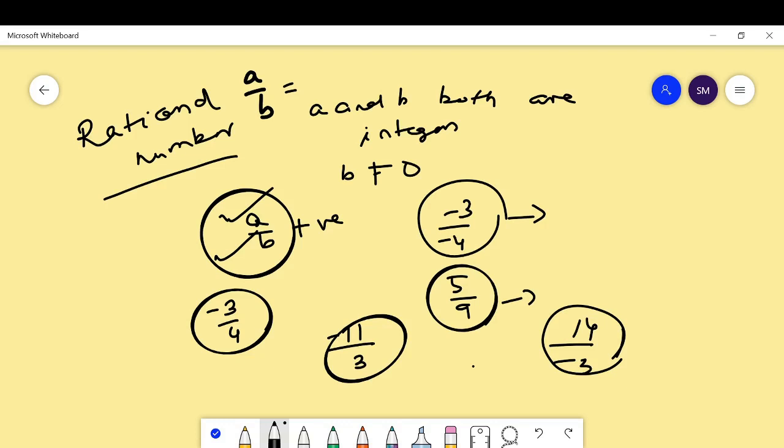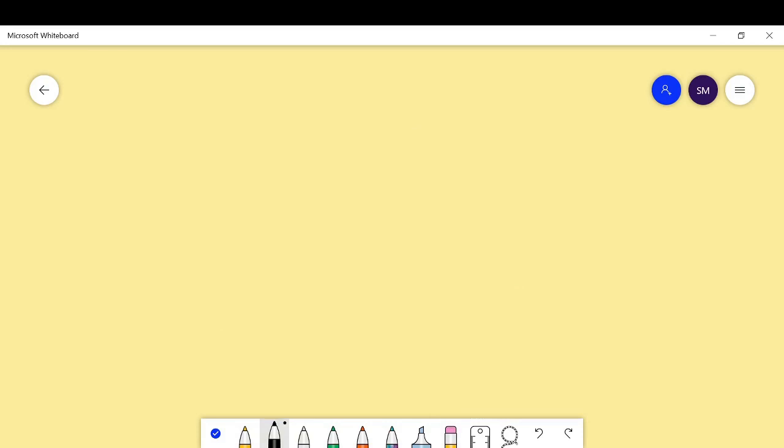The rational number in which both numerator and denominator have the same sign is called a positive rational number, whereas the rational number in which numerator and denominator have opposite signs is called a negative rational number. Then property 1 of rational numbers. Property 1 says, suppose a by b is a rational number, then a by b is equal to a into m upon b into m.